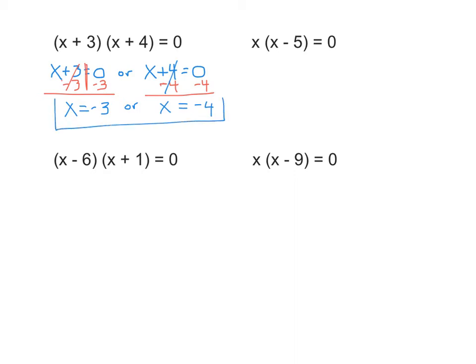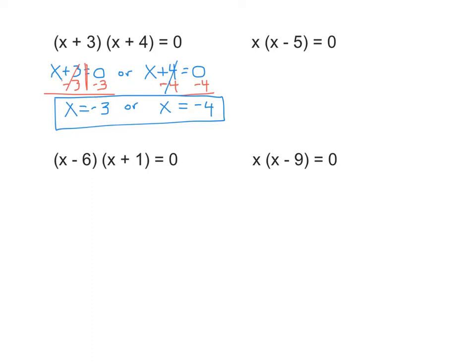So we've now found our answers, and yes, there's more than one. We found our answers to this equation right here. Either x is negative 3 in this equation to make it true, or x equals negative 4 in this equation to make it true. Let's see why.